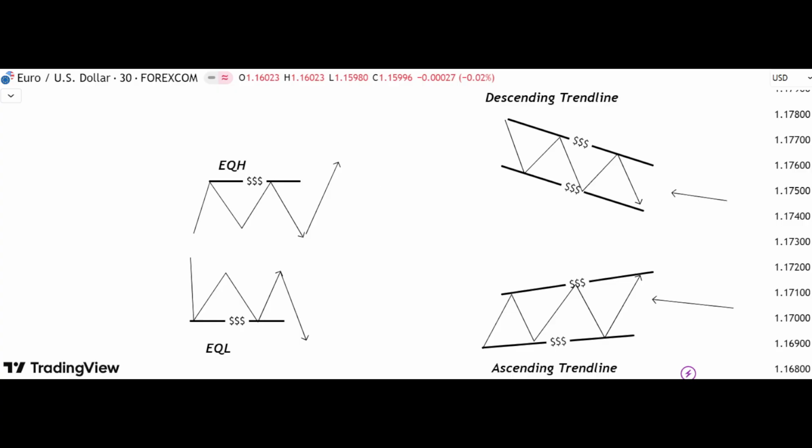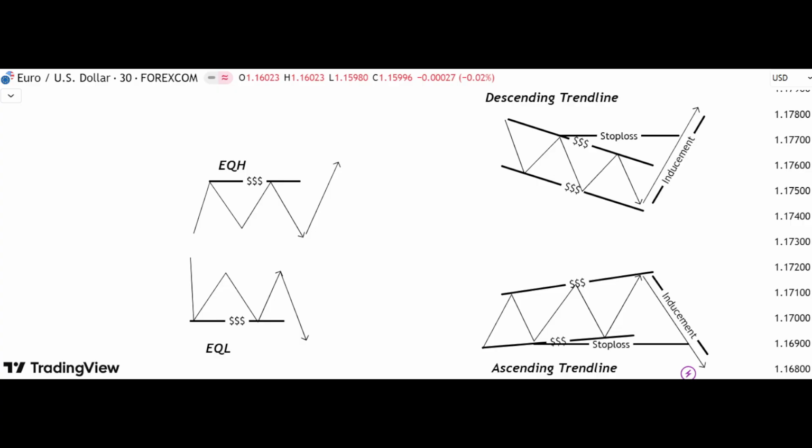Trend lines are not support and resistance. Trend lines are liquidity ladders. Each touch of the trend line adds more stops underneath or above the line. An ascending trend line creates stacked lows, that's liquidity. A descending trend line creates stacked highs, that's liquidity. Smart money does not buy off trend lines, they attack trend lines. Why? Because every retail trader who buys the third trend line tap has a stop loss right below that line. That cluster of stops becomes inducement.